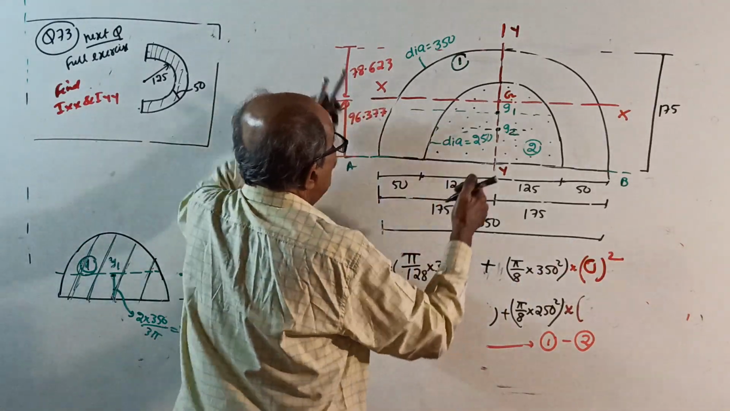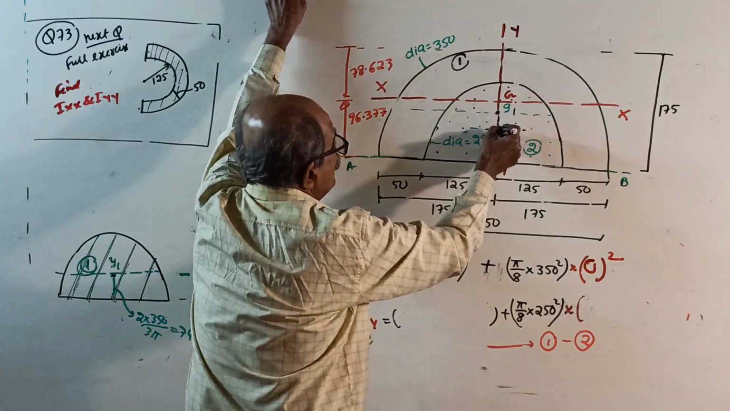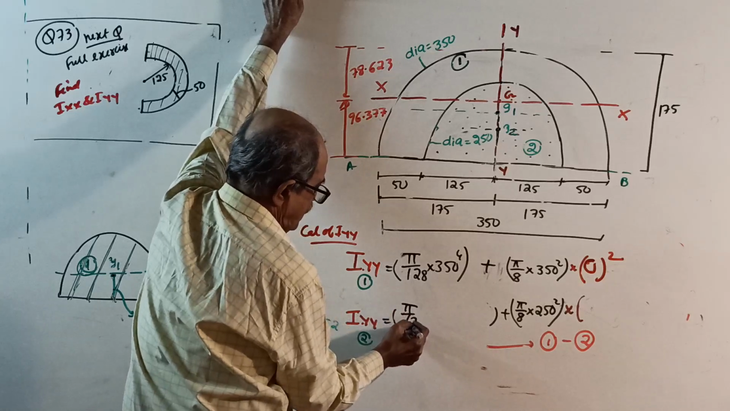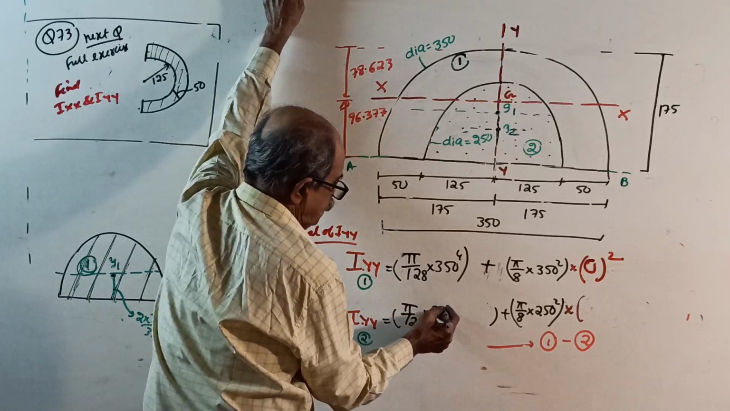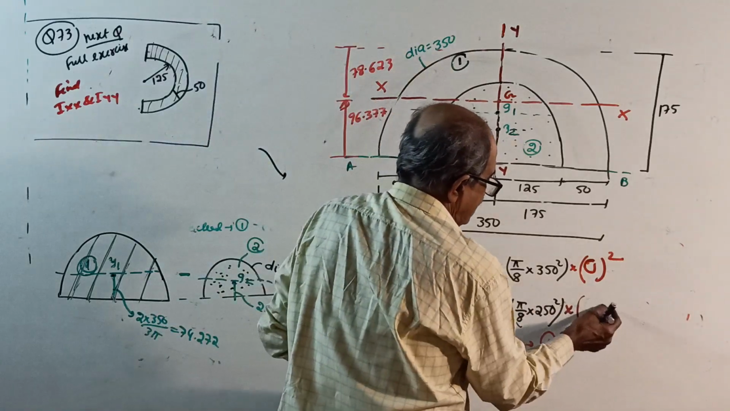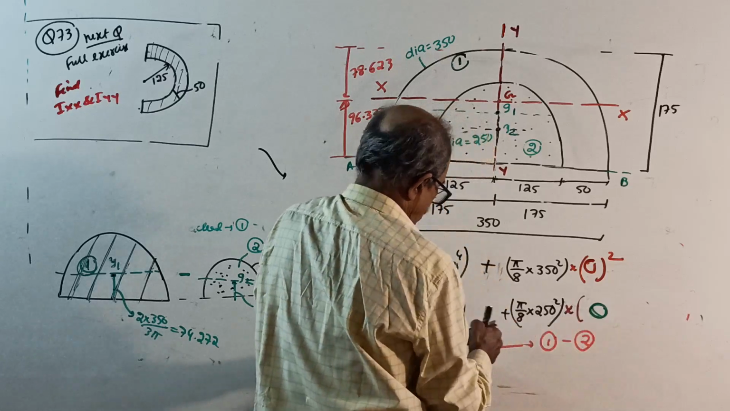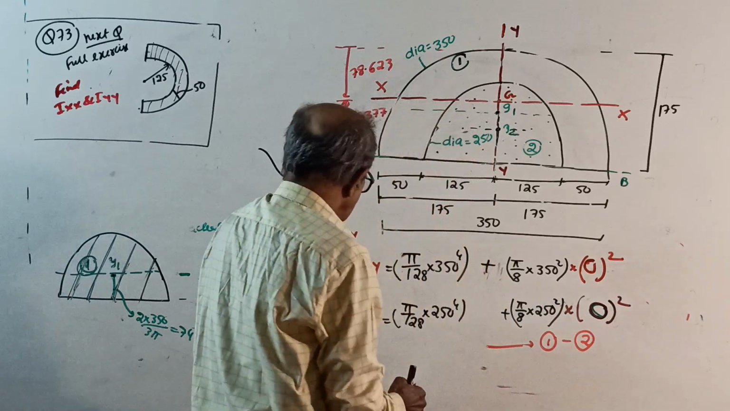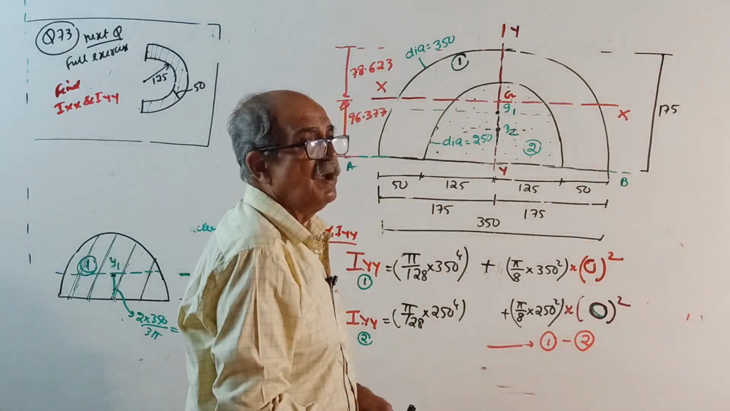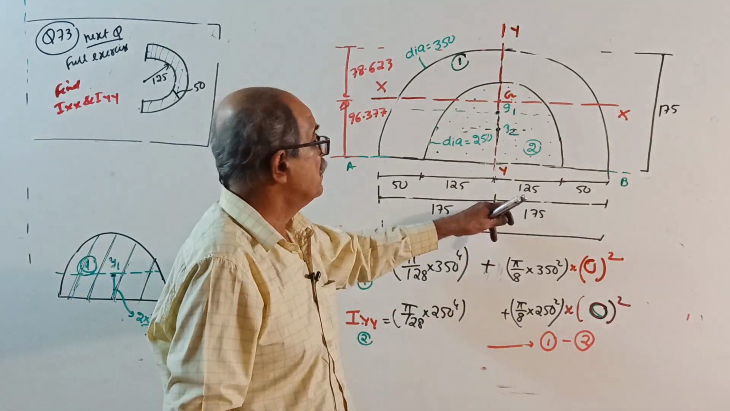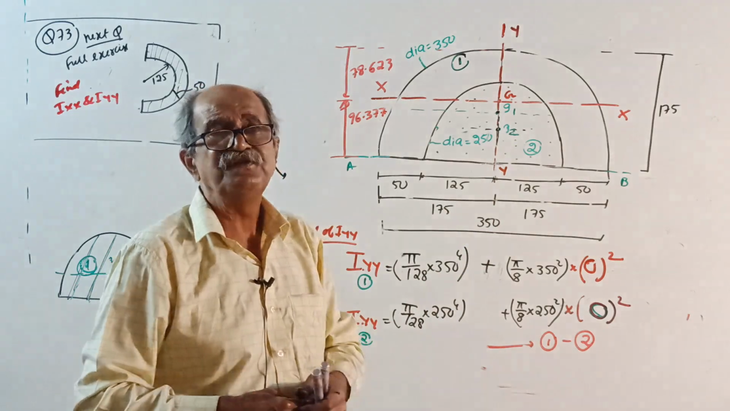Same way, Iyy for 2. I about its own axis for this semicircle is pi by 128 into 250 power 4 plus area into, once again, 0 square. Final Iyy equals Iyy for 1 minus Iyy for 2. Complete this question. Understand the concept.